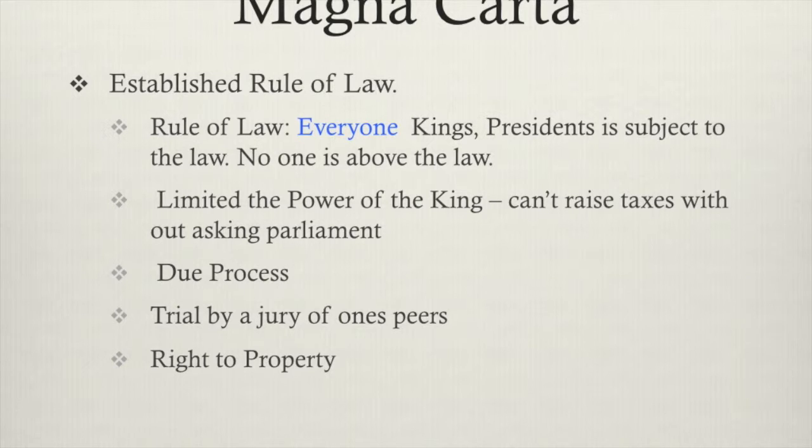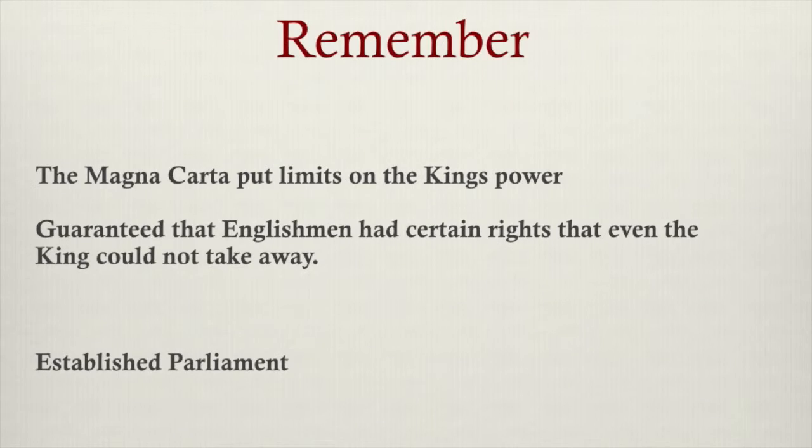So when we separate ourselves from England in the American Revolution, we're going to look at these things and use this as a model to create our own. So that's why it's important to know what the Magna Carta was and know what the colonists were familiar with. So if you need to remember bullet points, remember the Magna Carta put limits on the king's power, guaranteed that Englishmen had certain rights that even the king could not take away, established Parliament, and this is when England became a constitutional monarchy. To summarize the Magna Carta.